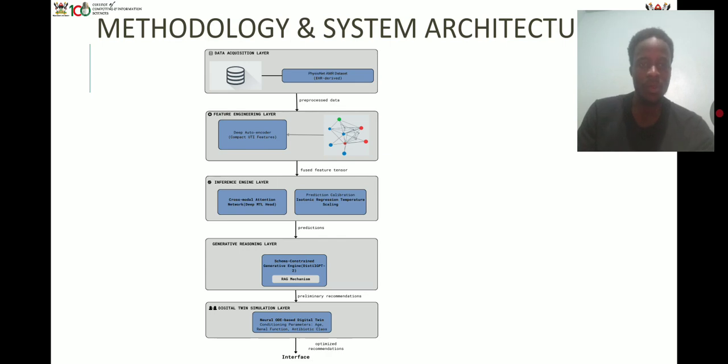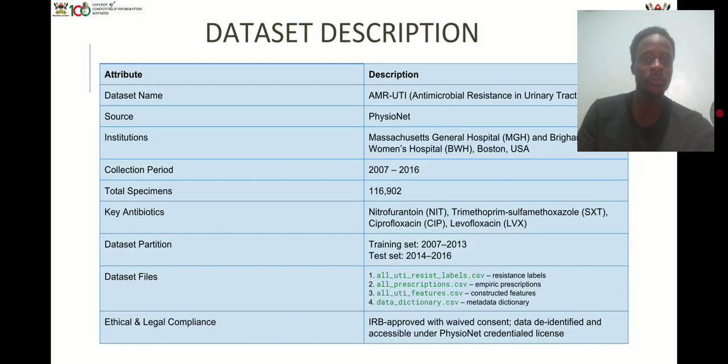And then we have the generative reasoning layer, and this is the layer where the predictions that are got from the inference layer are turned into natural language, such as recommendations, such as prescriptions that a human being can understand. And then our last layer is the digital twin layer, where precision medicine is provided to a specific patient according to their specific attributes.